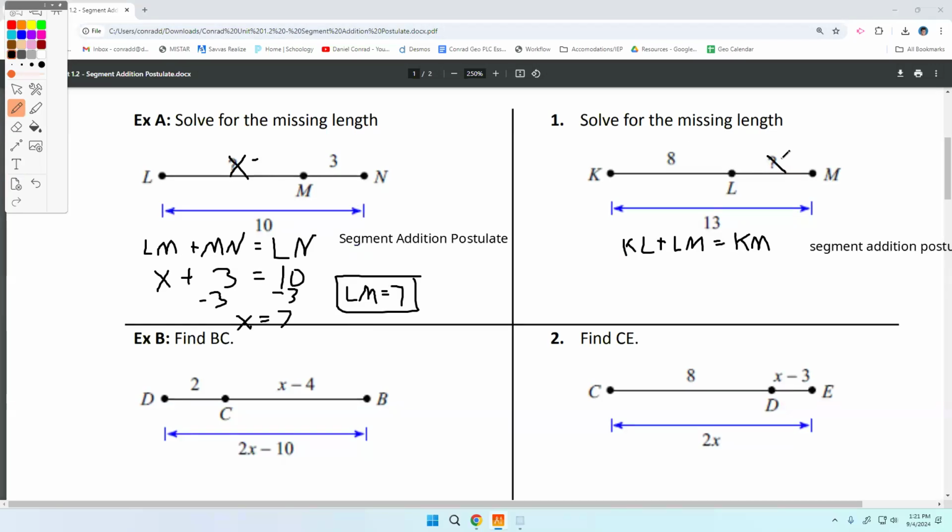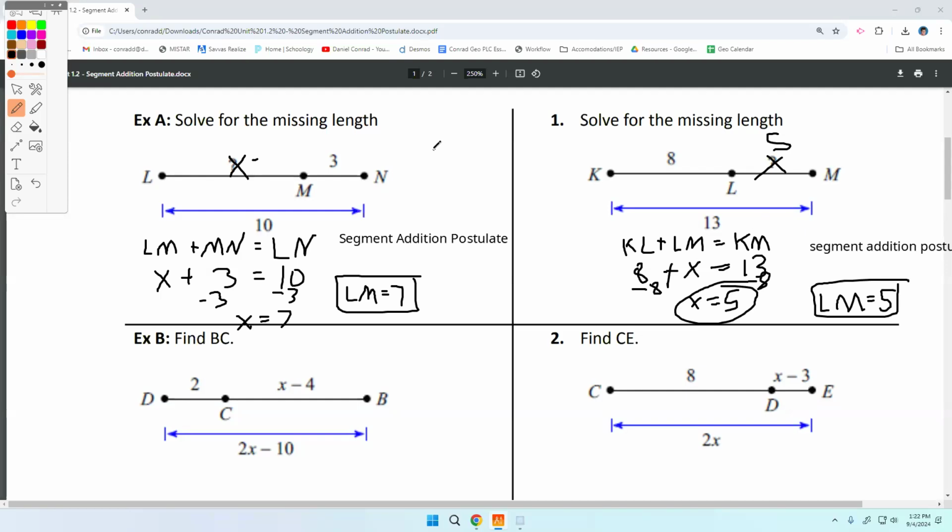This piece we're going to call X. We don't know it. So KL is 8 plus LM is X, and that's going to equal KM, the whole thing, which is 13. I subtract 8 on both sides, and I end up with X equals 5. So that means my solution is LM, the missing piece, and LM is going to equal 5 units long. 5 plus 8 gives us 13.